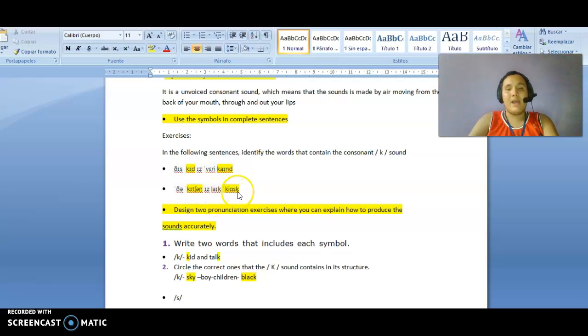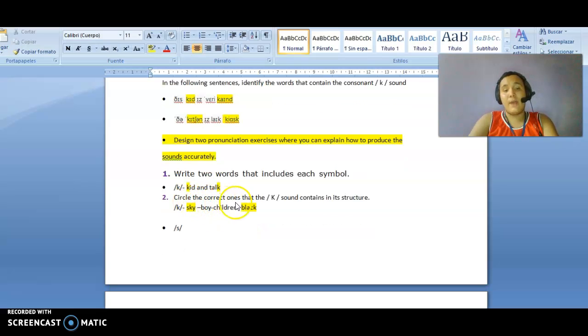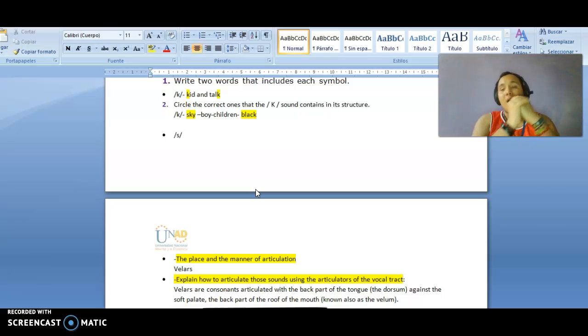Design two pronunciation exercises where you can explain how to produce that sound accurately. For example, the first exercise is write two words and create a symbol: kid and talk, right? And the second is circle the correct one of the K sound contained in the sentence: sky, boy, and children.